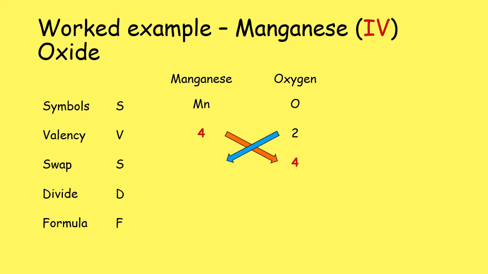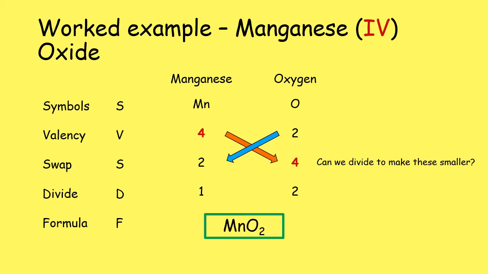When we swap these numbers over, we end up with a 2 underneath manganese and a 4 underneath oxygen. When we ask ourselves, can I divide these to make them smaller? You should hopefully be answering yes, because if you divide each side by 2, you end up with 1 underneath manganese and 2 underneath oxygen. Then we can write the chemical formula because we know that there is 1 manganese and 2 oxygens, so it is MnO2.